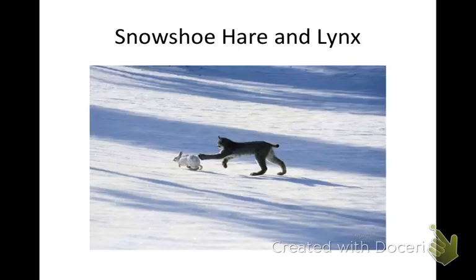So here's the snowshoe hare and the lynx. Cute little Arctic bunny rabbit. And the lynx is kind of like a bobcat. And as you can see, this is the boom and bust cycle right in front of your eyes. Prey and predator.